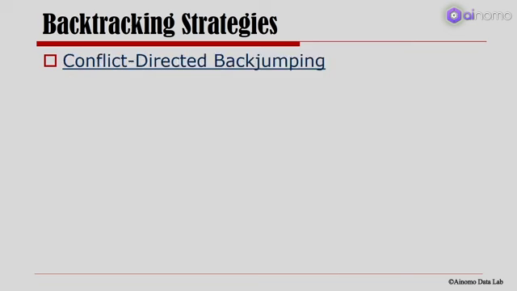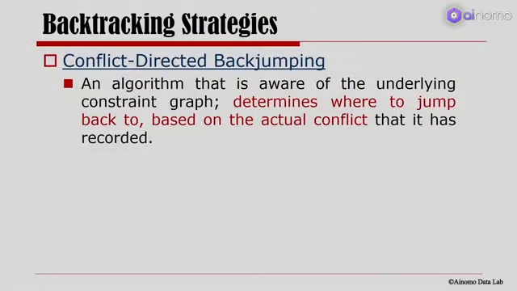Now we will look at one more variant of back jumping called conflict directed back jumping. We will simply introduce the idea here, and working through an example, I leave it as an exercise for the readers. Conflict directed back jumping is an algorithm that is aware of the underlying constraint graph. It determines where to jump back to based on the actual conflict that it has recorded.